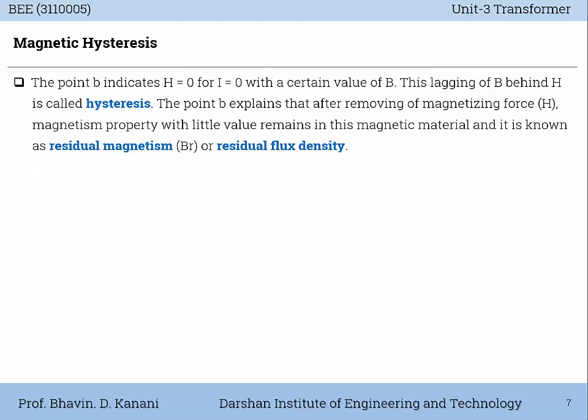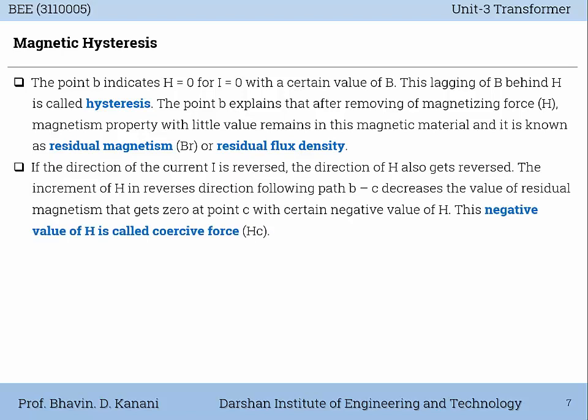The point B indicates H is equal to 0 for current I equal to 0 with a certain value of flux density B. This lagging of flux density B behind magnetizing force H is called hysteresis. The point B explains that after removing the magnetizing force H, magnetism with a little value remains in this magnetic material, and it is known as residual magnetism or residual flux density, denoted by B suffix small r.